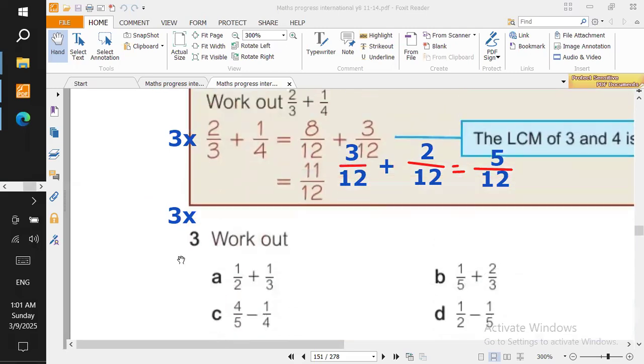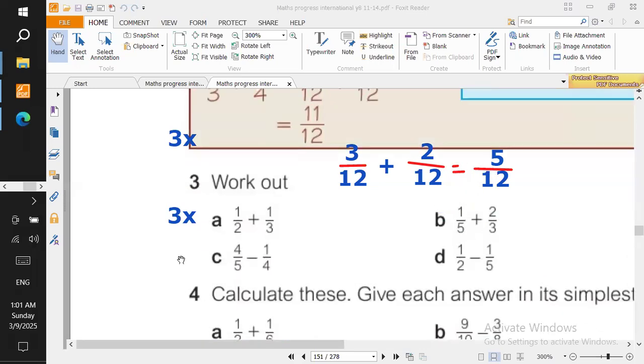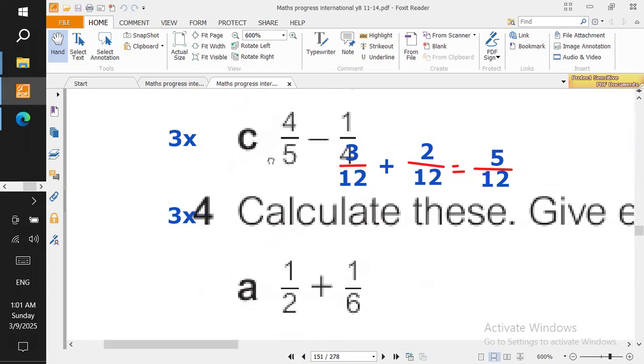Let's move on to the next question. Here, we have denominators which are different.